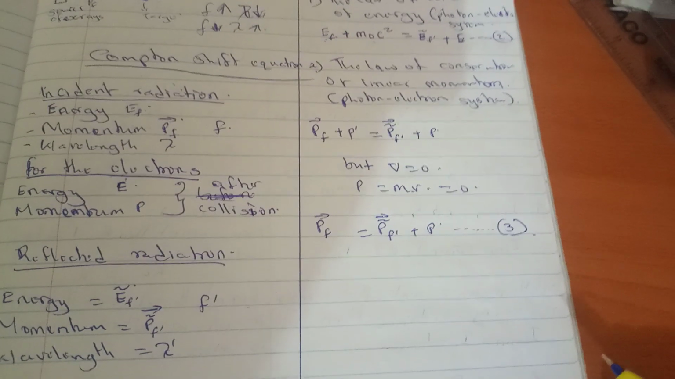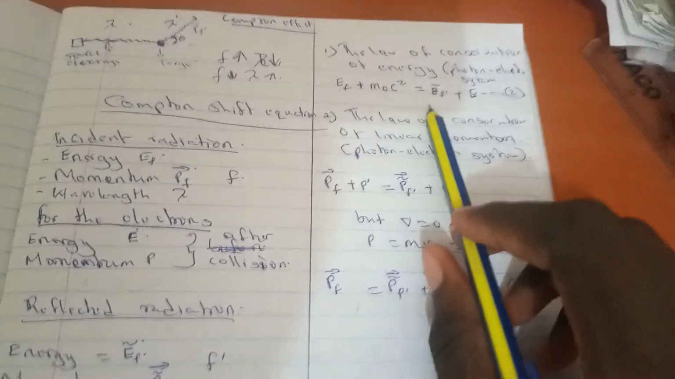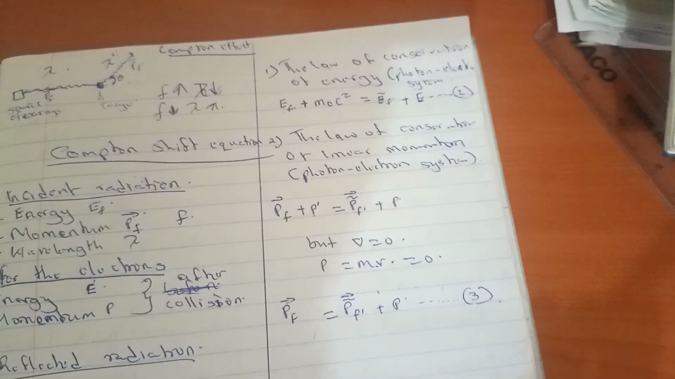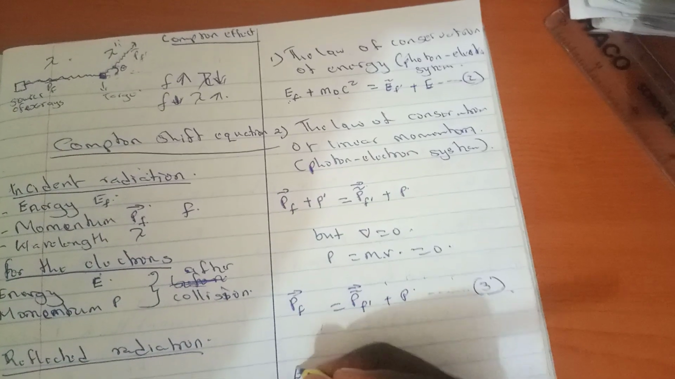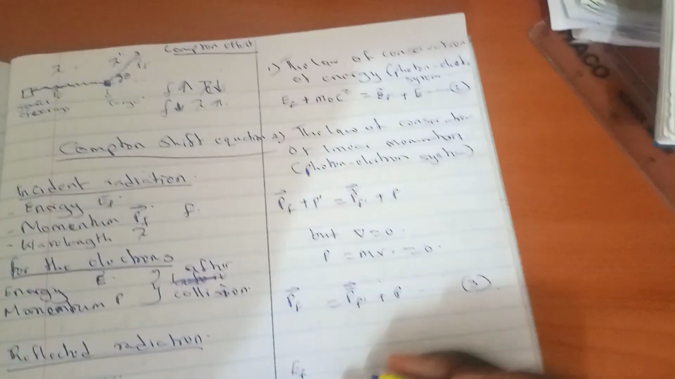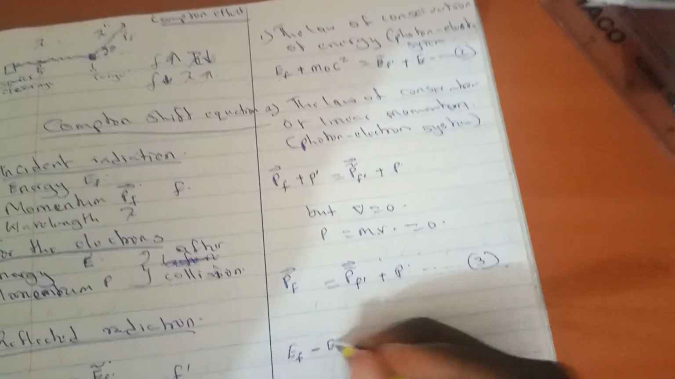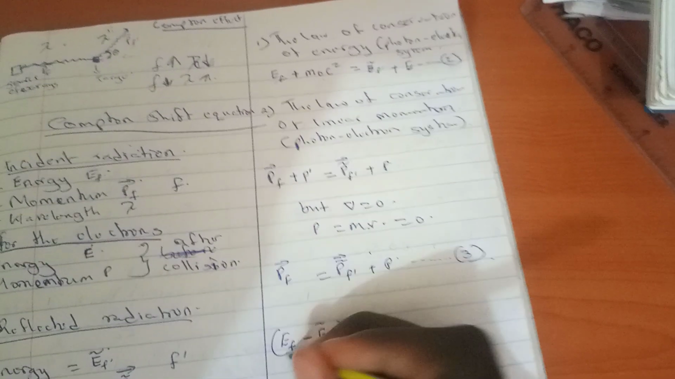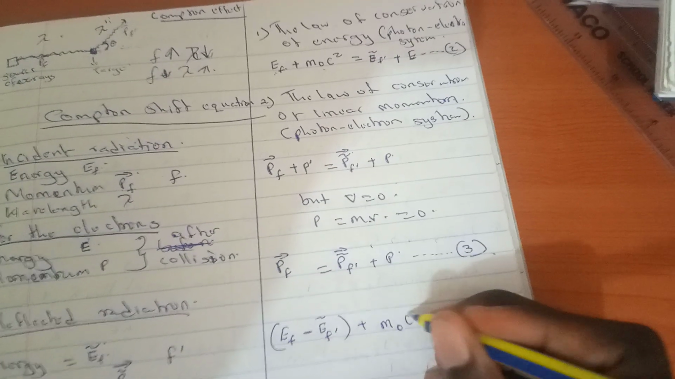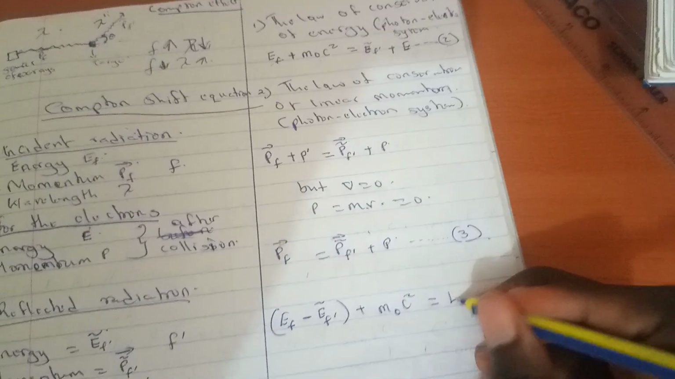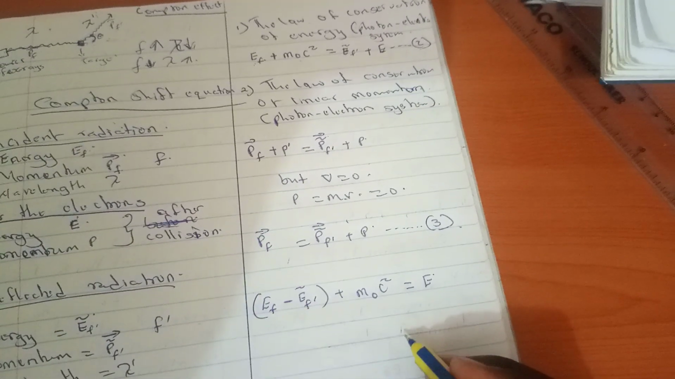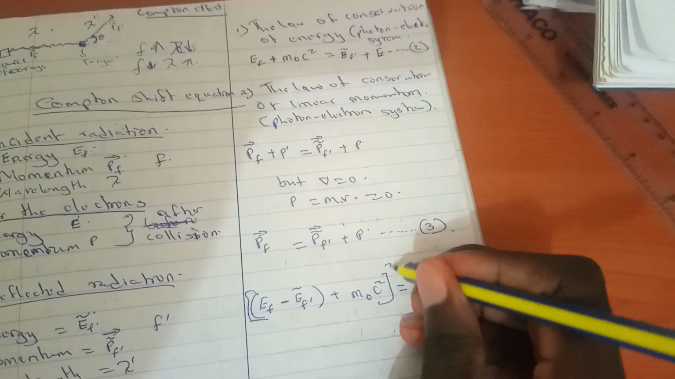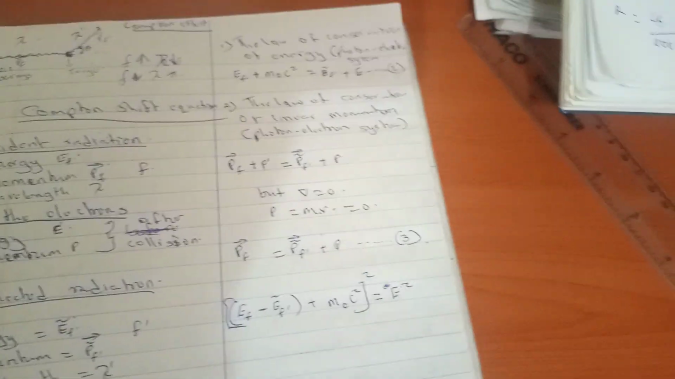Now, the next step, we want to rearrange equation 2 and square. So we have E_F, we can bring this one on this side, minus E_F prime plus m naught c squared is equal to E. But we've said you rearrange and square. So we have this one squared and then this one squared.